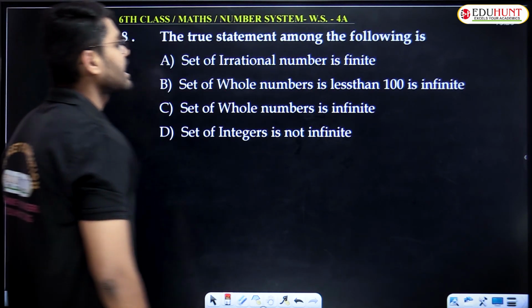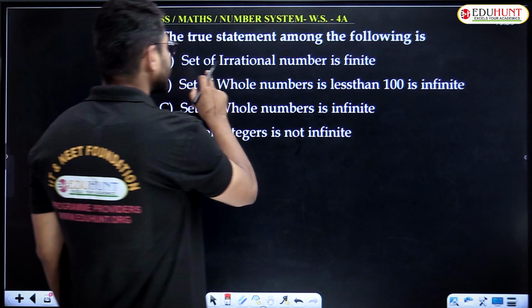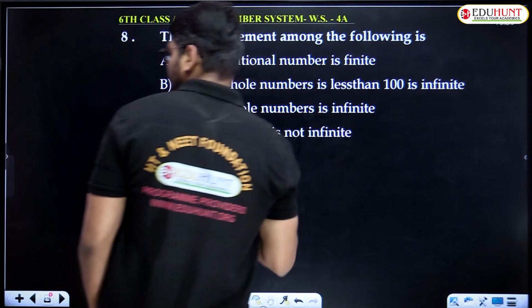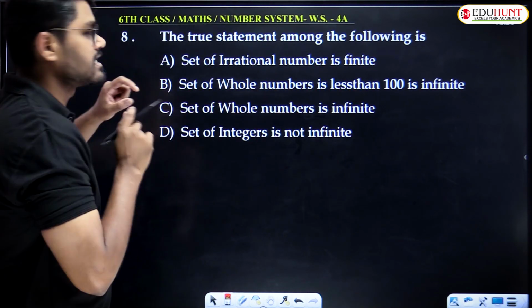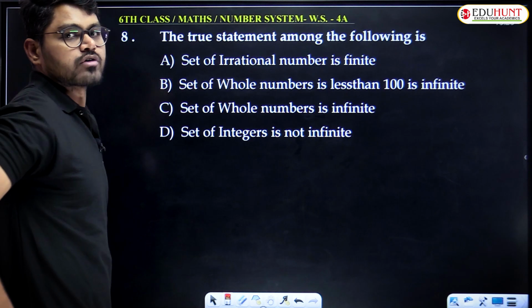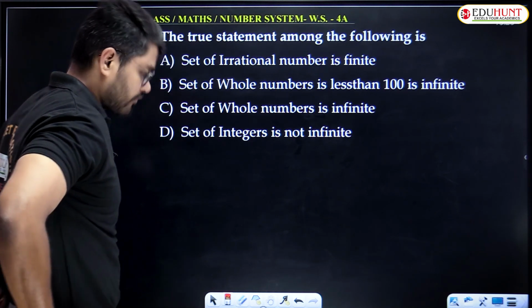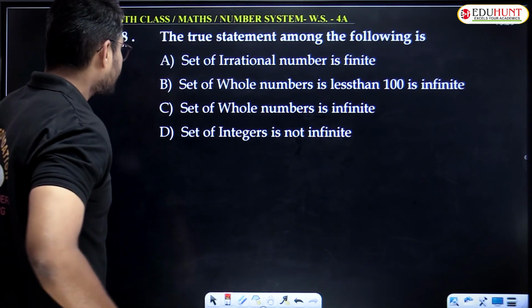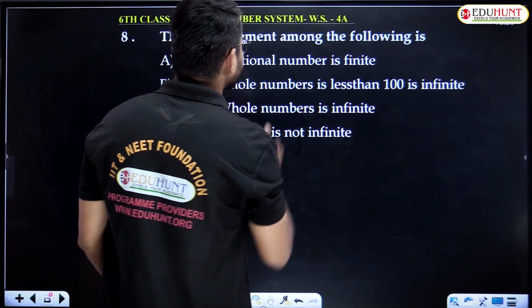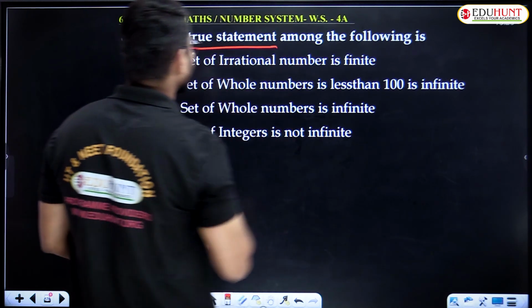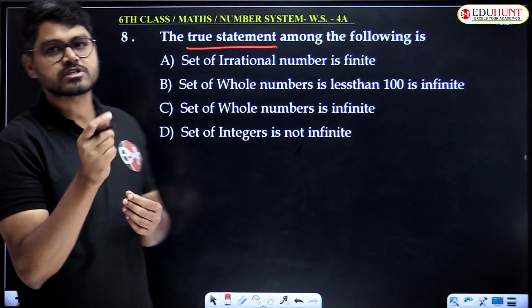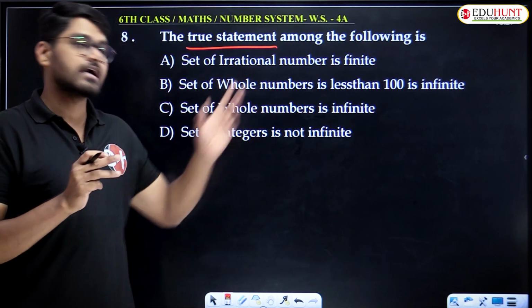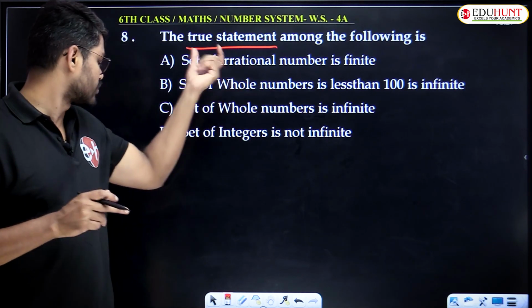The true statement among the following is. The set of irrational numbers is finite. In this type of question we have to check each and every option of the question. Okay, students, the true statement among the following. Here we have to check the true statement. In the previous questions we did false statements. Now it is given that we need the true statement.